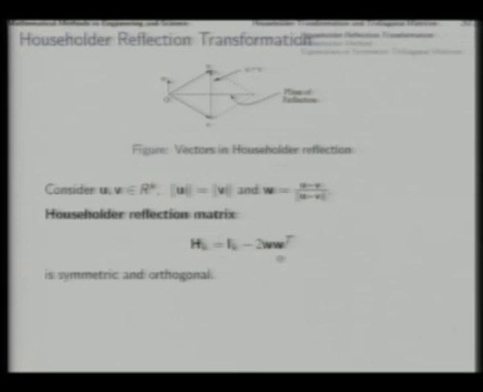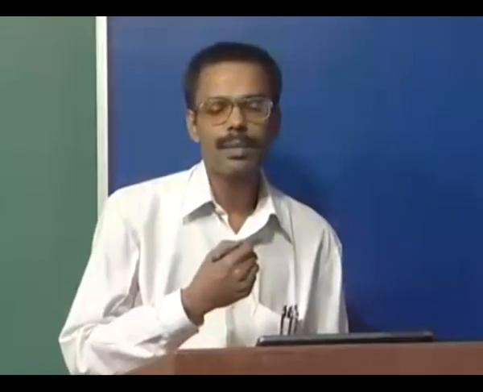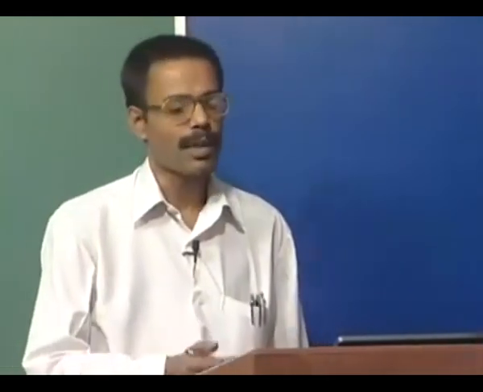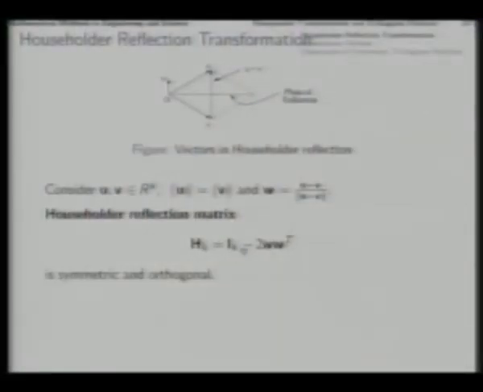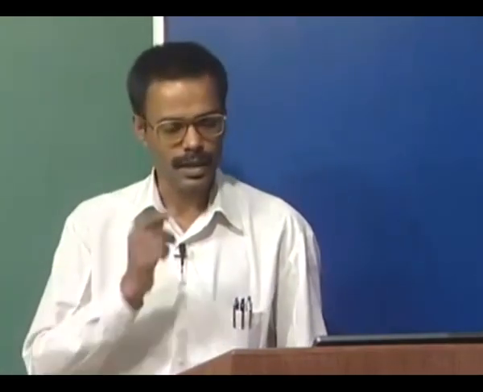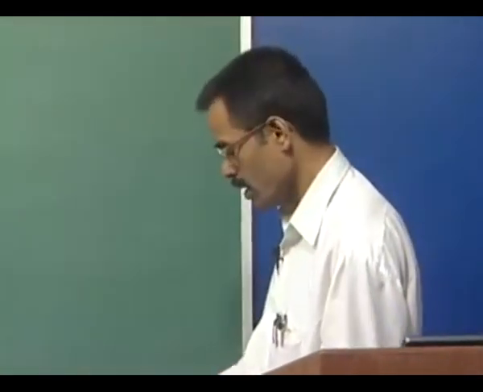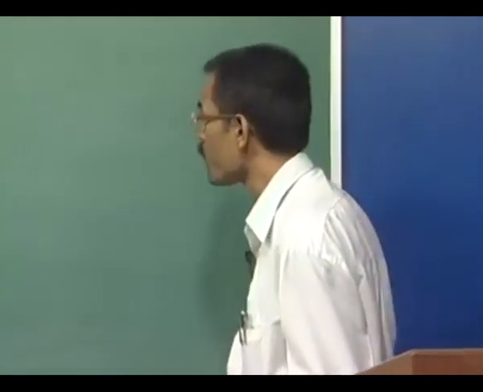This has a lot of interesting properties. This is a matrix which is symmetric and orthogonal at the same time. Symmetry is easy to see here, because identity is anyway symmetric and w w transpose is symmetric. So, this difference is symmetric. To check for orthogonality, we can find out whether Hk transpose Hk is identity. To see that is actually quite simple.